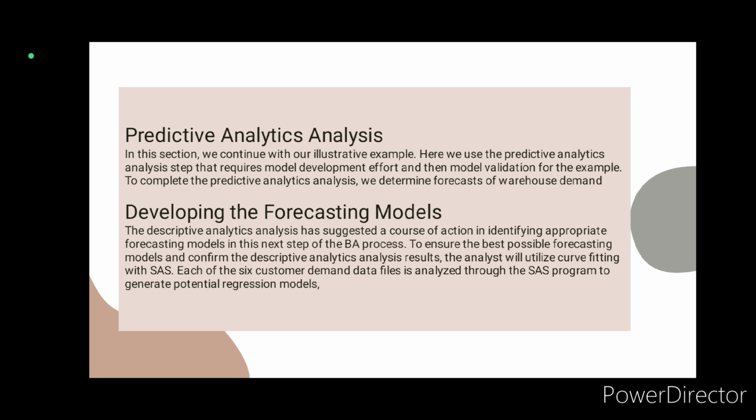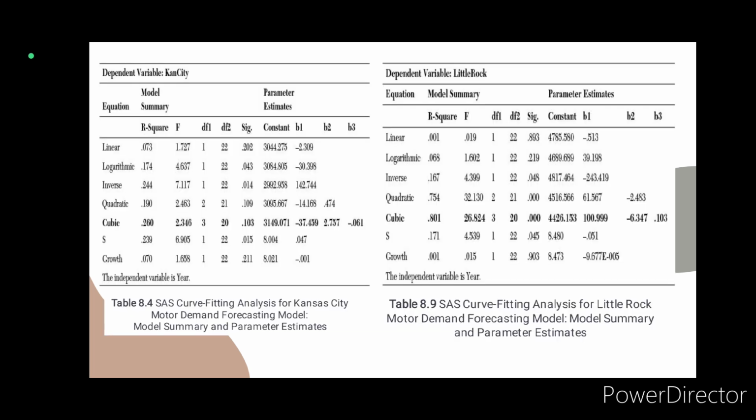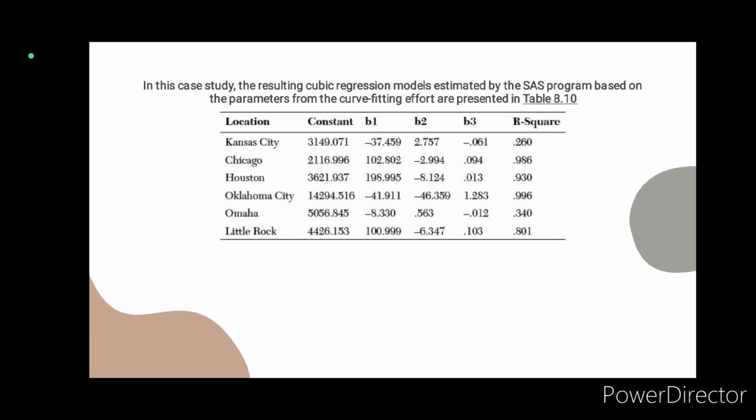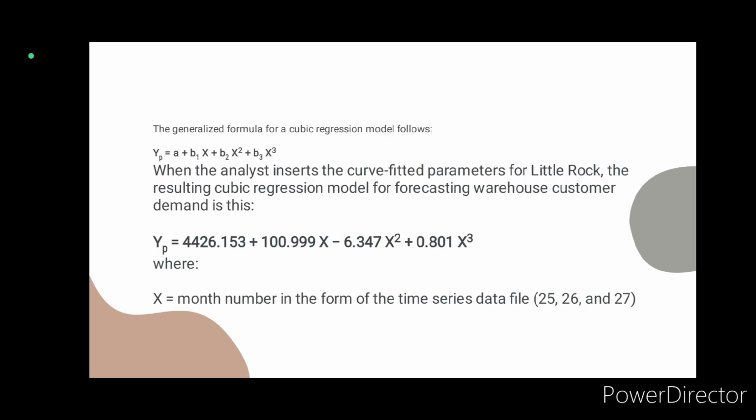Developing the forecast model. The descriptive analytics analysis has suggested a course of action in identifying an appropriate forecast model in this next step of the BA process, to ensure the best possible forecast model and confirm the descriptive analytics analysis result. The analyst will utilize curve fitting with SAS on each of the 6 customer demand data files, analyzing through the SAS program to generate potential regression models.